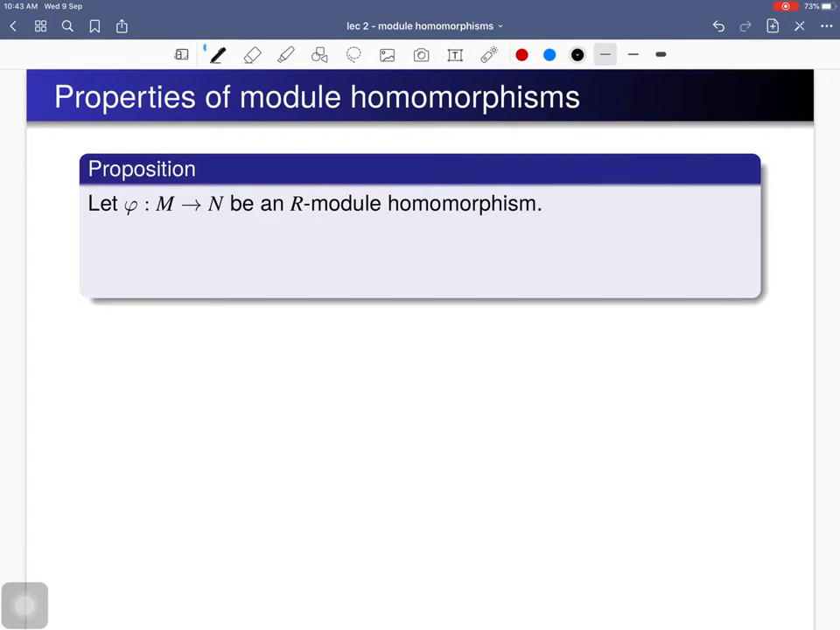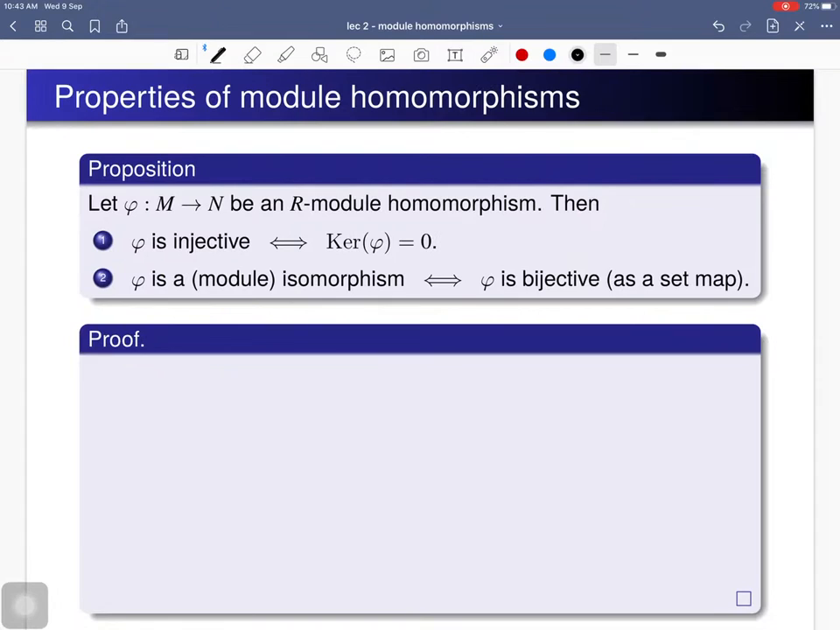So here are some properties of module homomorphisms. So let phi from M to N, this is an R module homomorphism. Then this phi, it is injective as a set map if and only if its kernel is trivial. Okay. And our second statement, it says that this phi, it is a module isomorphism if and only if phi is bijective as a set map. So let us prove this proposition.